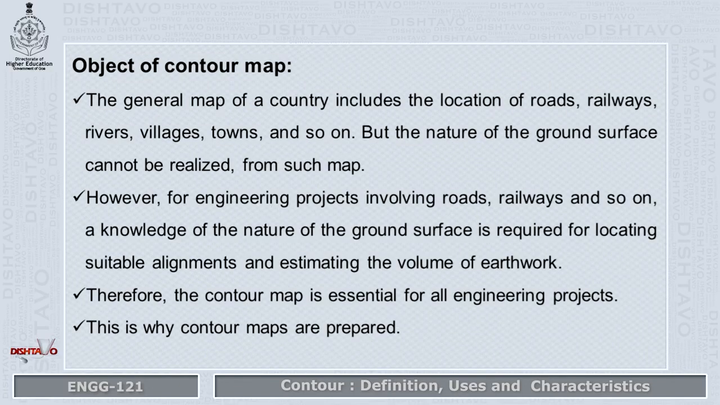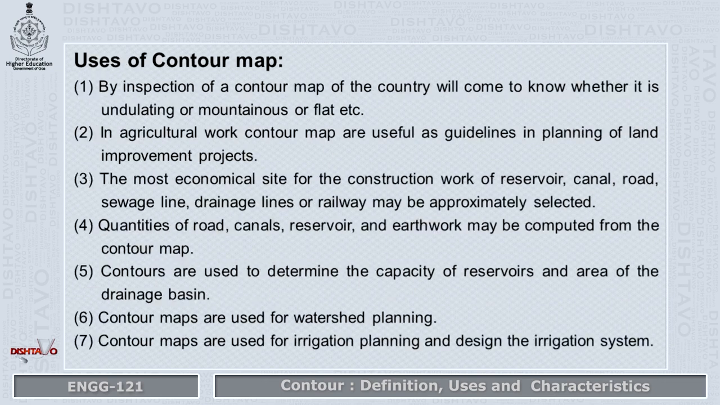What is the object of this contour map? The general map of a country includes the location of roads, railways, rivers, villages, towns and so on. But the nature of the ground surface cannot be realized from this map. So the contour map is required for that. However, for doing different engineering projects like construction of the road, construction of railway tracks, we require the topography of that area. So the contour map is very much essential for these projects.